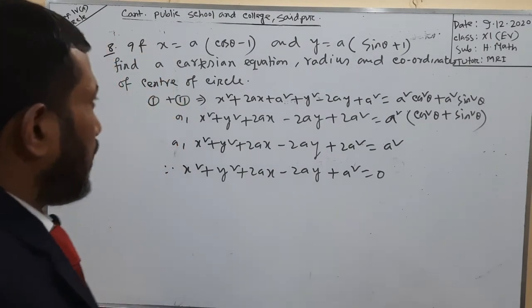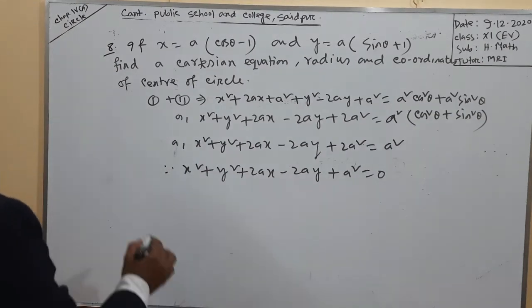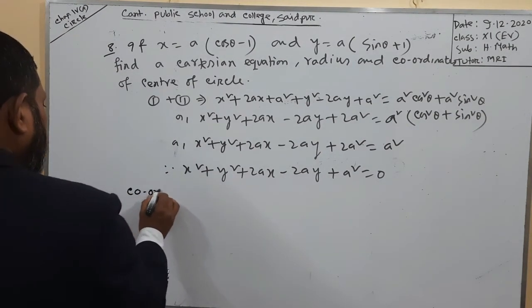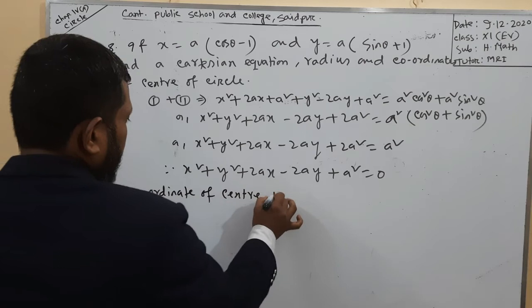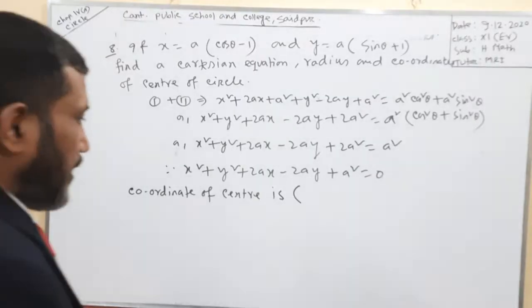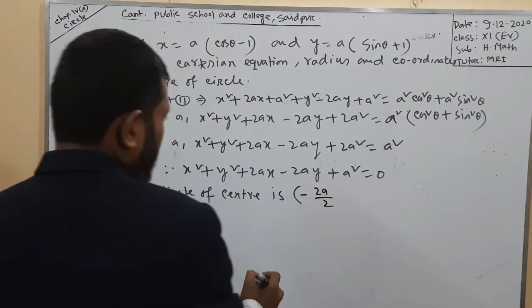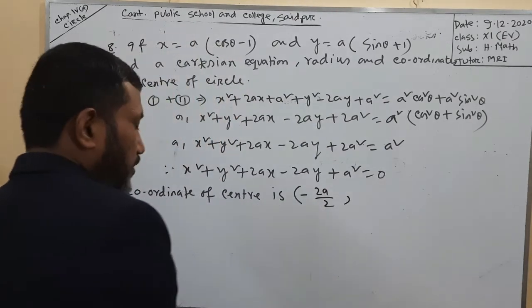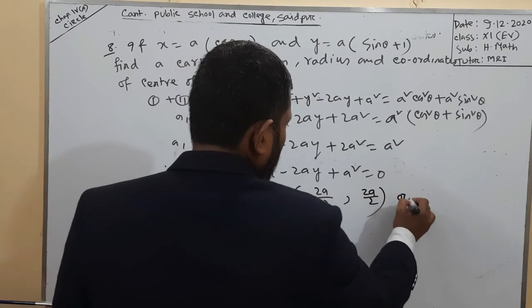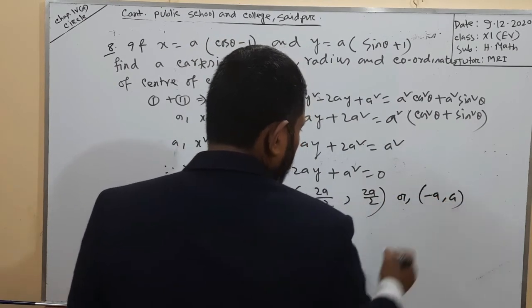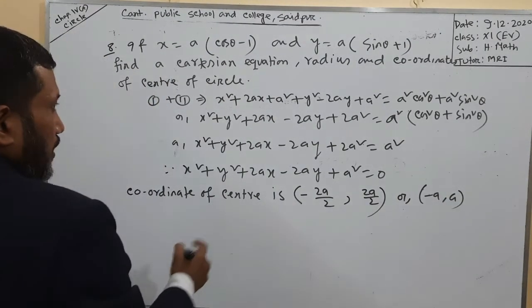Now I'll find the coordinates of the center of this circle. Coordinate of center is, we know, minus coefficient of x divided by 2, that is minus twice a by 2, minus a, and minus coefficient of y divided by 2, minus this will be plus a.